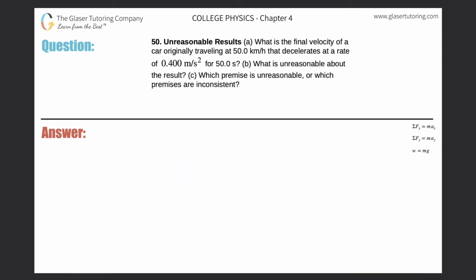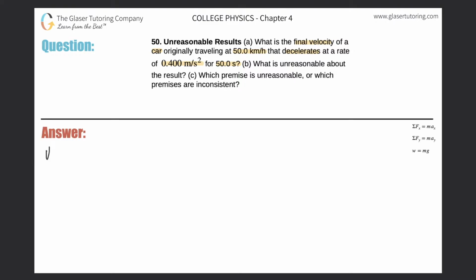Number 50. Unreasonable results. Letter A. What is the final velocity of a car originally traveling at 50 kilometers per hour that decelerates at a rate of 0.4 meters per second squared for 50 seconds? All right, so it says one is unreasonable, but why don't we just find some stuff?